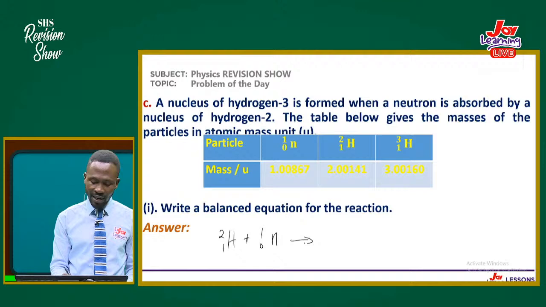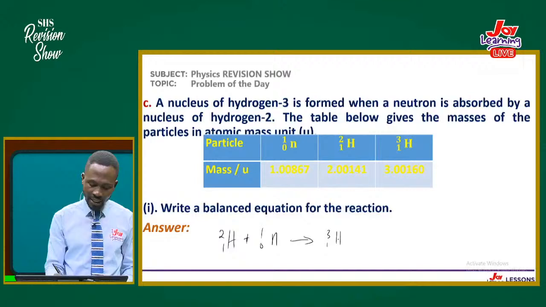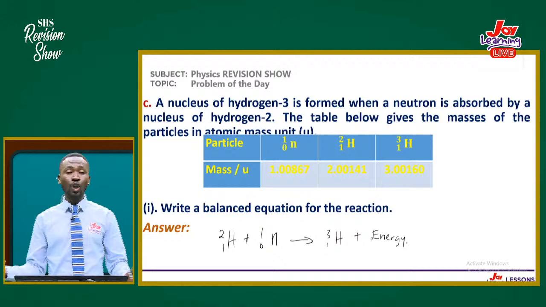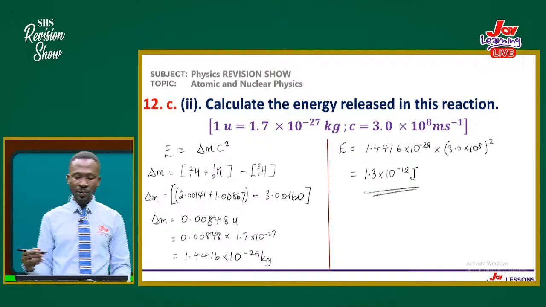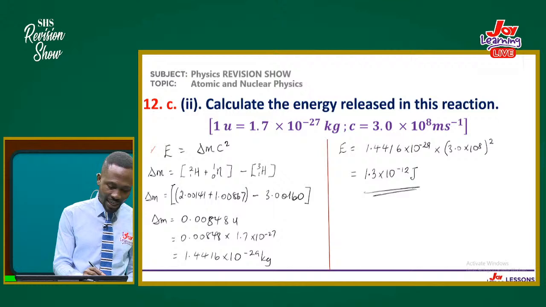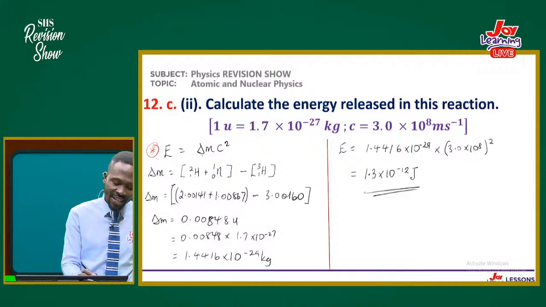3, 1H. Of course, there will be the release of energy. Or you could say, you can bring a particle that will be released there. Okay, but I think energy is okay, it's fine. Then we're asked to find the energy released in this reaction. And very importantly, we are looking at Einstein's mass energy equation. Now, I like it when you say E is equal to change in M, because in this case, it's not just the mass, but it is the mass defect.